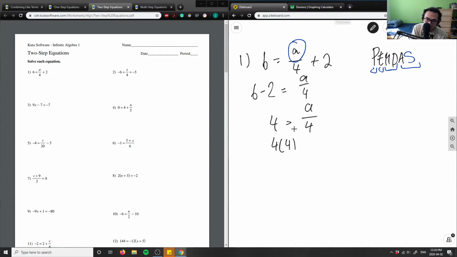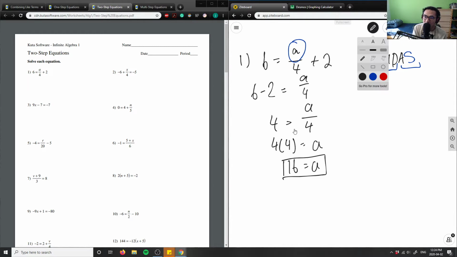So 4 times 4 here. And the a divided by 4 times 4 simply just equals a, right? So again, we're going to get rid of this fraction here. And I'm just left with a here. And then what's 4 times 4? It's simply 16. So a here equals 16. And we can do a little check with the exact same thing as we did before. What we can do is we can sub in a for 16. So we do 6 equals, this is 16 divided by 4 plus 2.